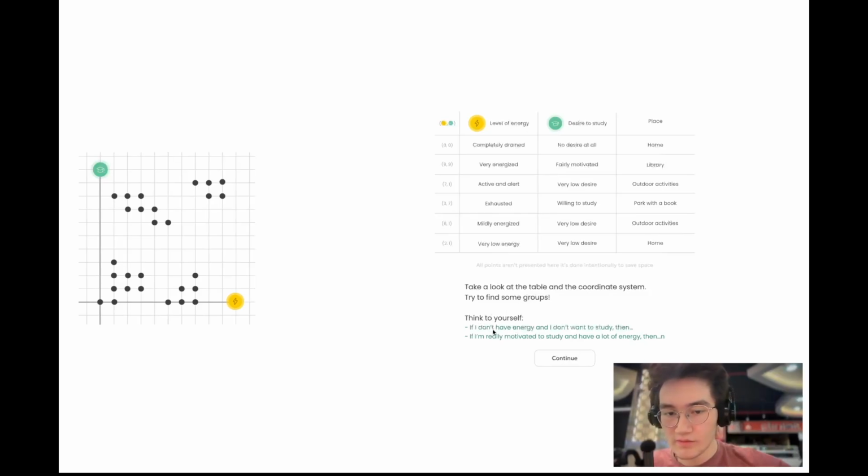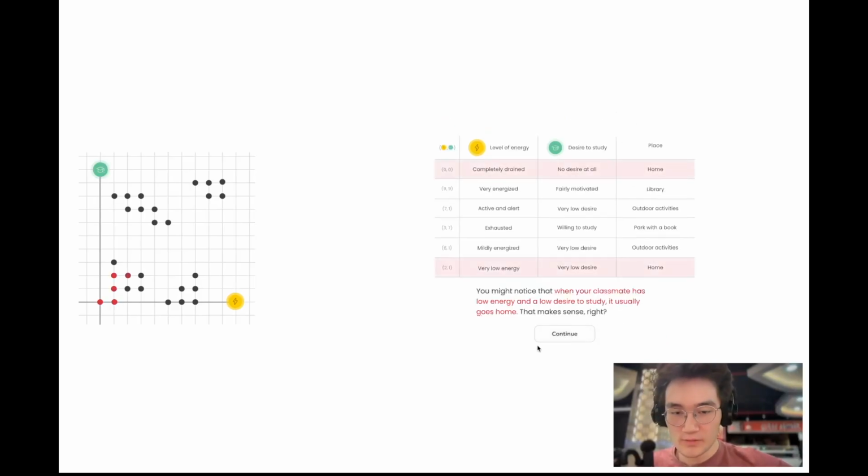Think to yourself, if I don't have energy and I don't want to study, then it must be somewhere here. If my energy level is low and I don't want to study, it must be somewhere here. And we see here that there's a group, and the place probably will be home. It will be home actually. So you might notice that when your classmate has low energy and a low desire to study, it usually goes home. Yeah, this is the red group. That makes sense, right?